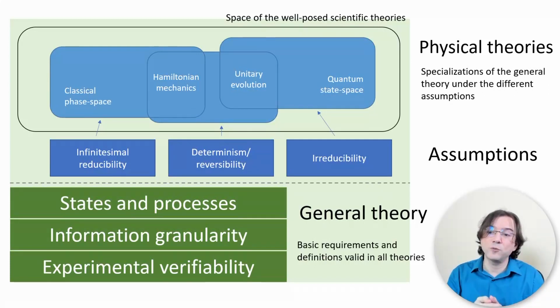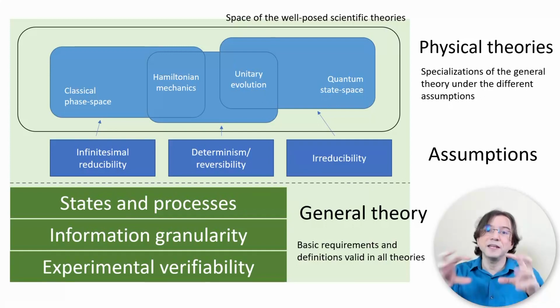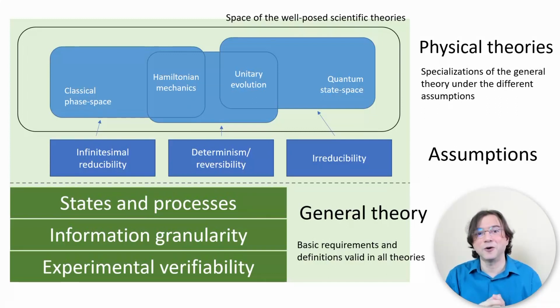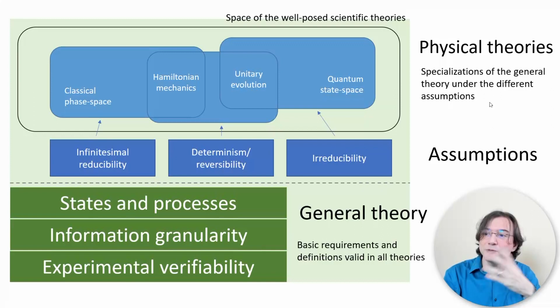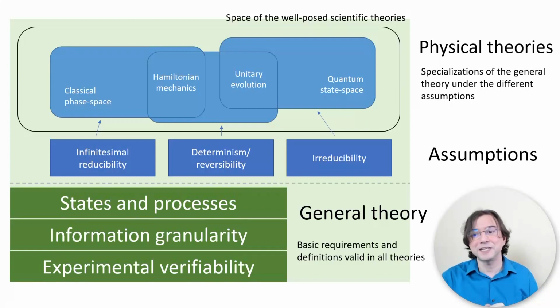Then on top of that, we want to have some abstract notion of states and processes, where again we need to understand the basic requirements for defining a physical system and processes on top of that. And again, the idea would be that these mathematical objects that represent these requirements are literally the same in all physical theories. And then this would give us a space of well-posed scientific theories, because we have all these basic requirements satisfied, and within that space we are further constrained by adding assumptions.